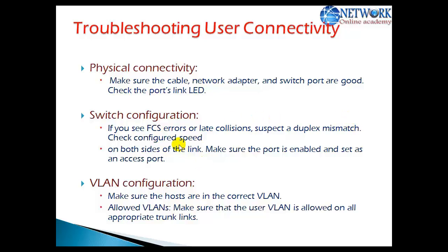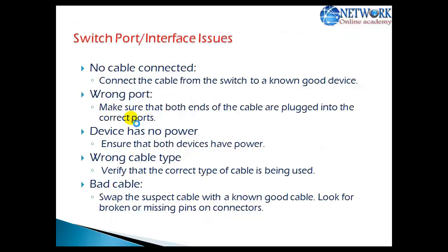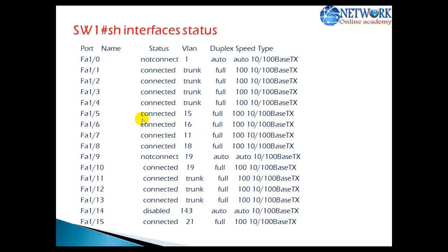Let us discuss more in detail about these configurations. VLAN configurations we'll be discussing in our next video, so I'll be discussing only these two types of issues here. The first one is physical connectivity and the next one is switch configurations. When you do troubleshooting, there are a few very useful commands, especially the show interface status command on the switches.